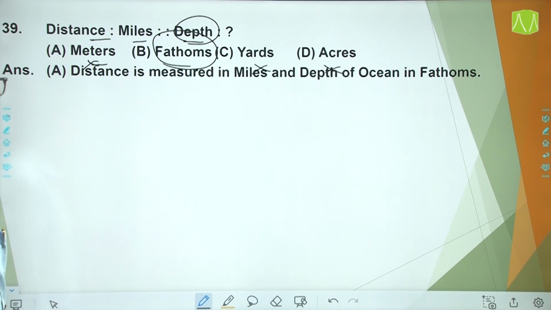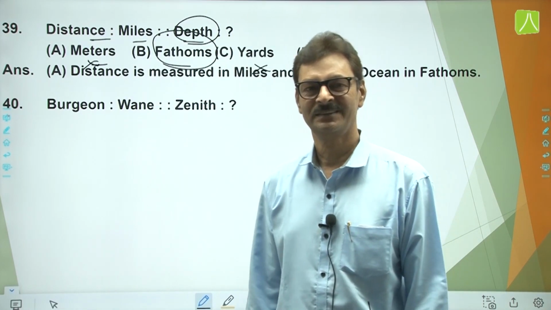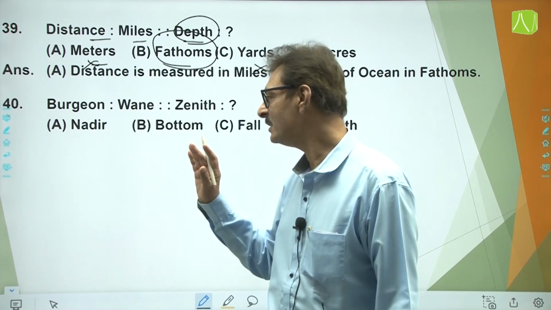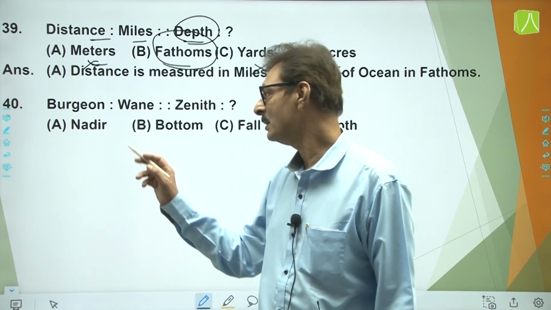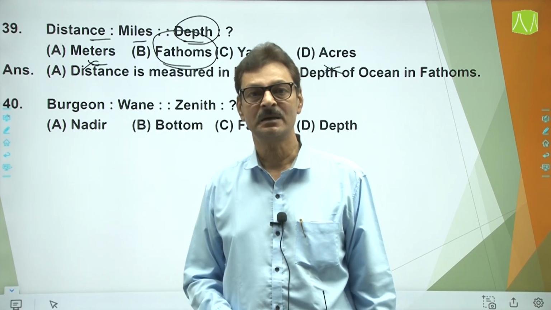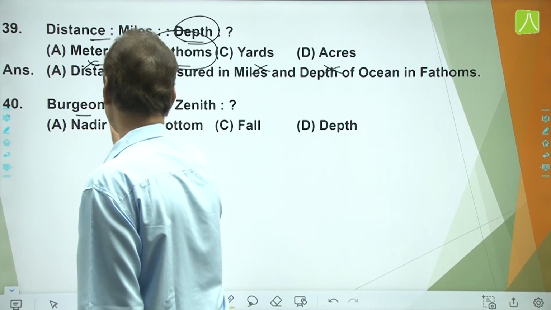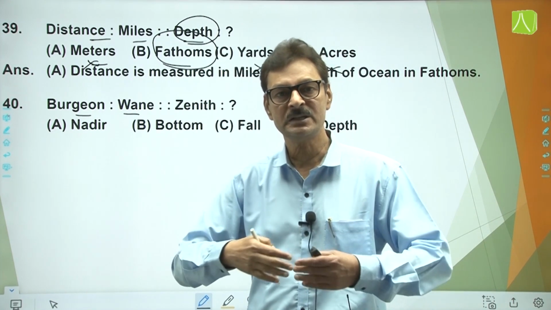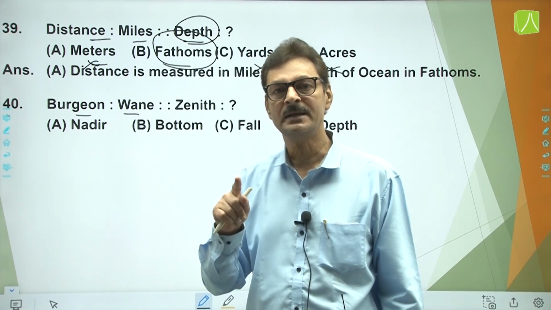And let's move on to the last question. Burgeon is to wane, zenith is to what? It may be a little difficult for students, but you should know the meanings, that is important. What is the meaning of burgeon? Burgeon is to spread, to increase. Wane is to diminish. So what is the relationship between these two words? Burgeon is to increase, wane is to diminish, so they are a set of antonyms.